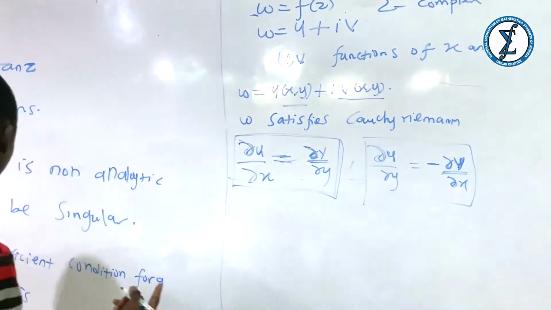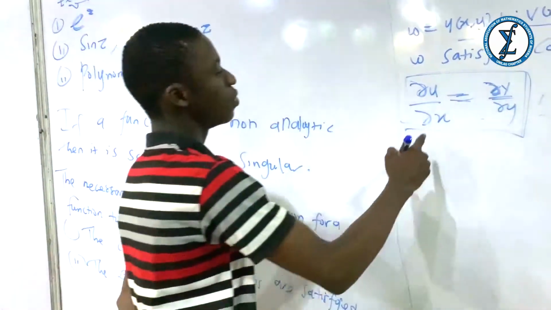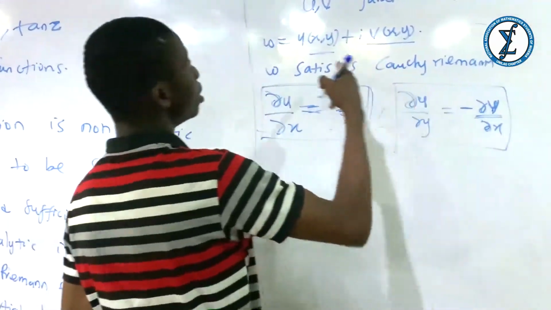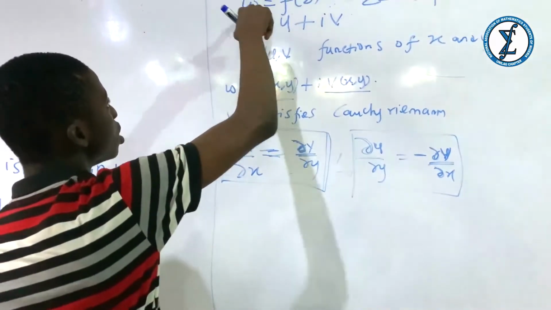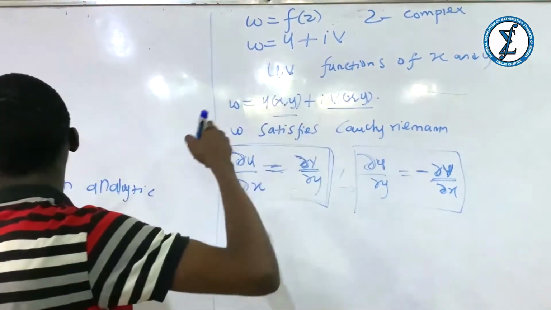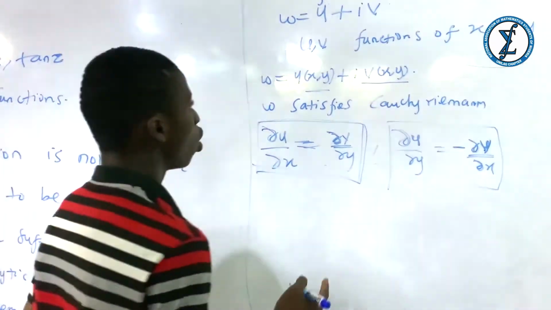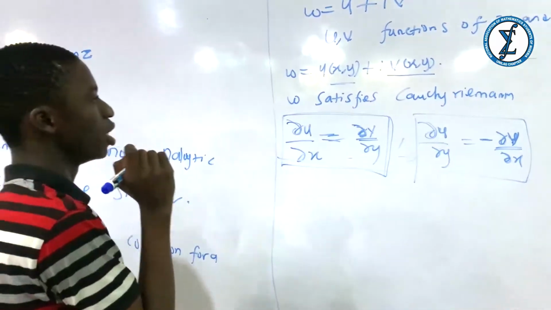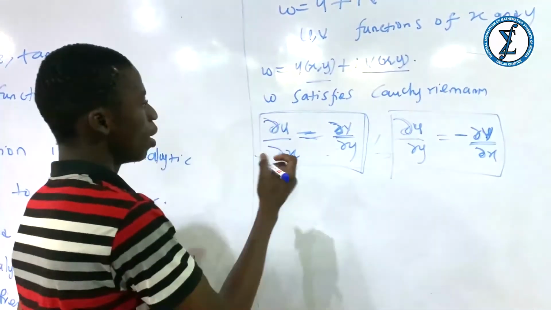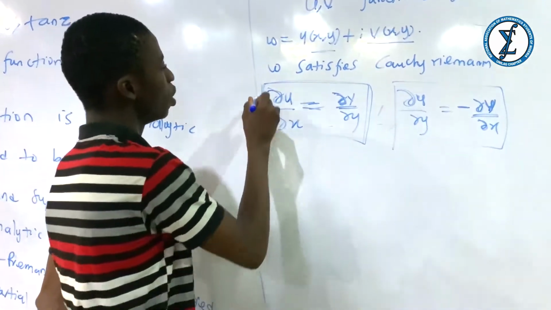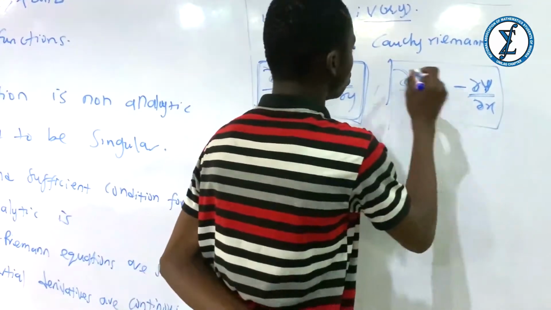If we move further, if the first partial derivatives are continuous on the complex plane, then W is said to be analytic everywhere in the complex plane, or analytic at point Z0. So now, my aim here is to prove this Cauchy-Riemann equation.